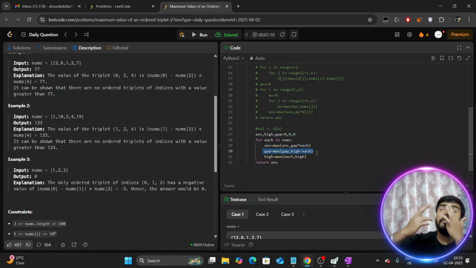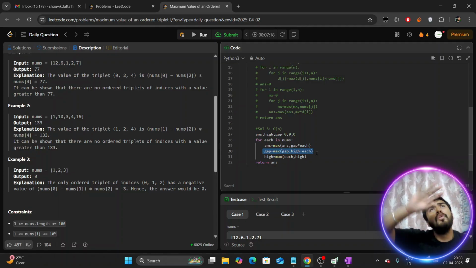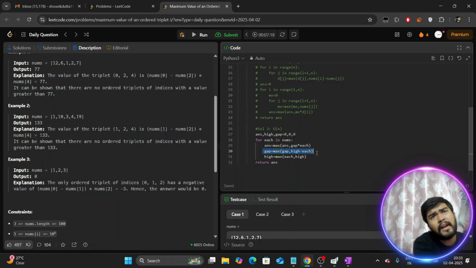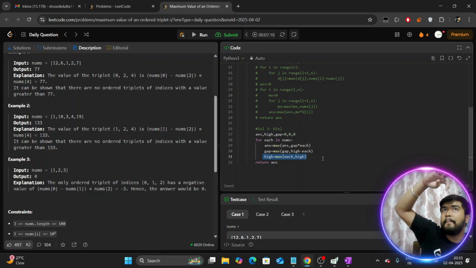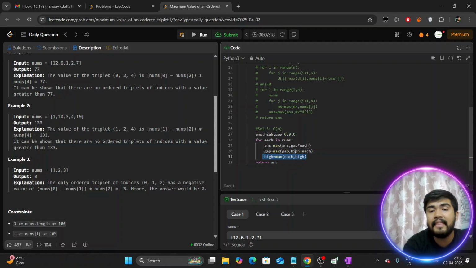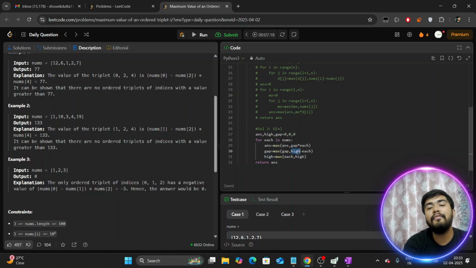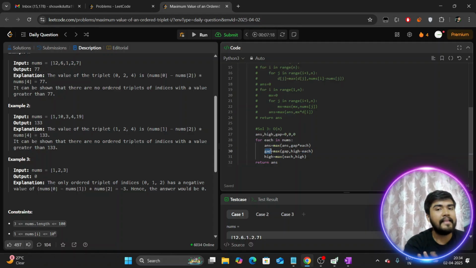gap. So to update our gap, what is the high value we have to its left? That's the order. So we have still not updated our high. So maybe my current element is going to be the maximum. In that case, high is also going to be the maximum, and high minus each is also going to be high only. So your gap is going to be 0. But that is not correct, right?